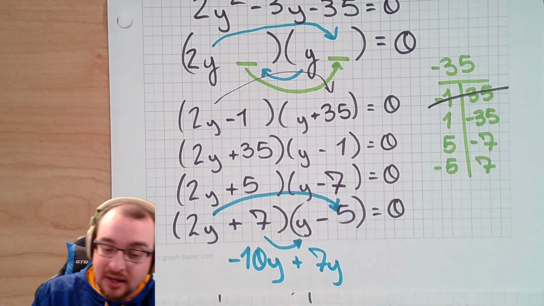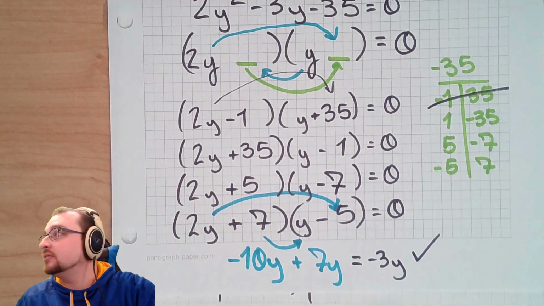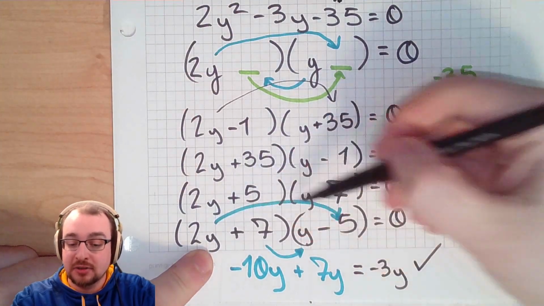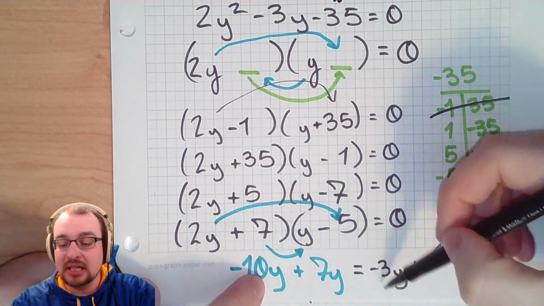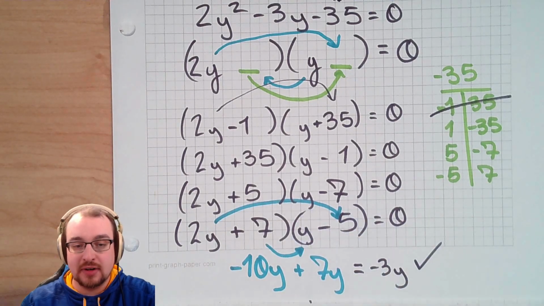So in total, what do we get? Negative 3y's, winner, winner, chicken dinner. That's what we wanted. We needed negative 3y's when we add them. First, this will multiply and get us negative 10, and then we add it to 7, we get negative 3. So this is the one we want. This is the proper factorization.